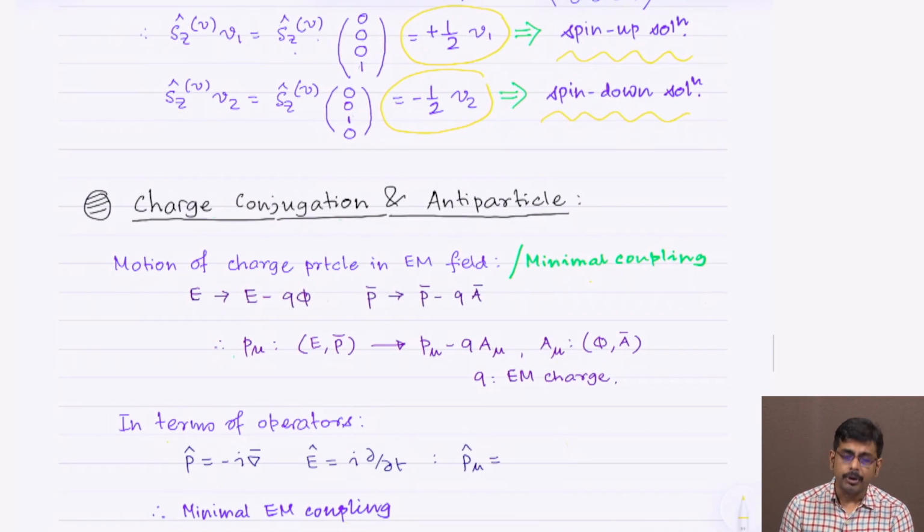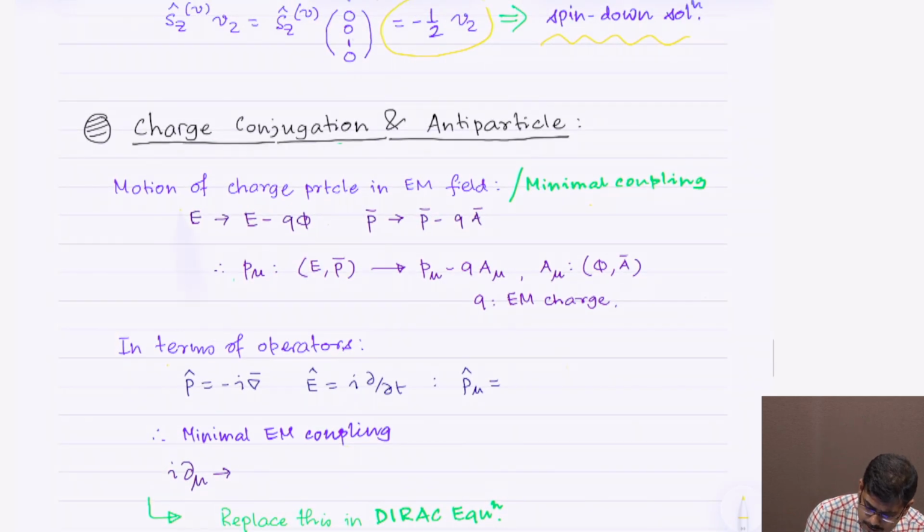We know from classical electromagnetism that for the motion of a charged particle in an electromagnetic field, the energy will have an additional counterpart proportional to minus q phi. So E goes to E minus q phi, and similarly the momentum will have an additional piece proportional to the vector potential A and to the electromagnetic charge q. So E goes to E minus q phi and P goes to P minus q A.